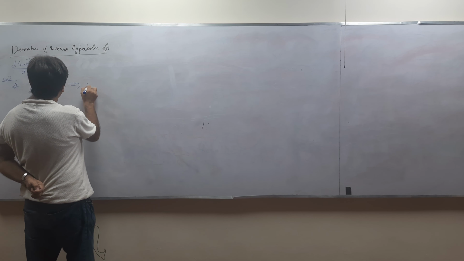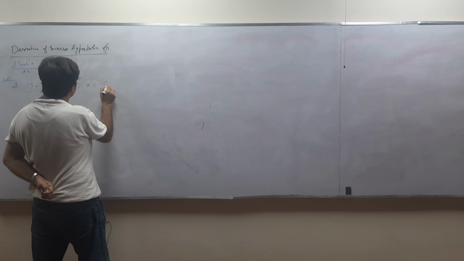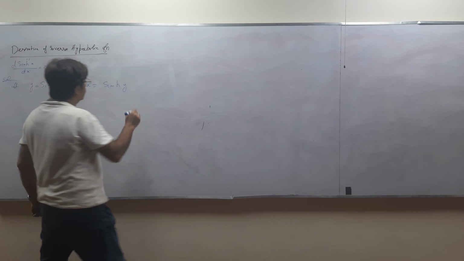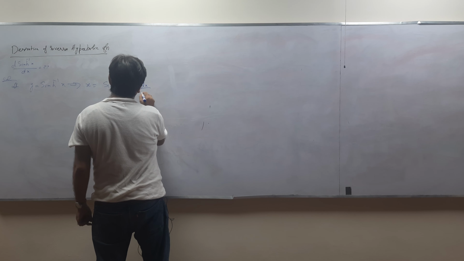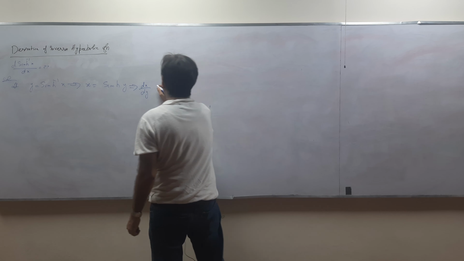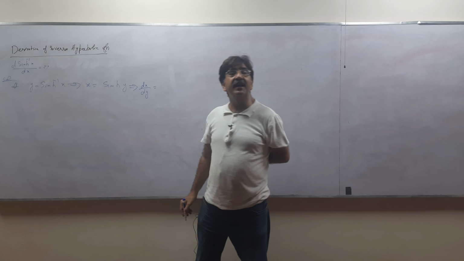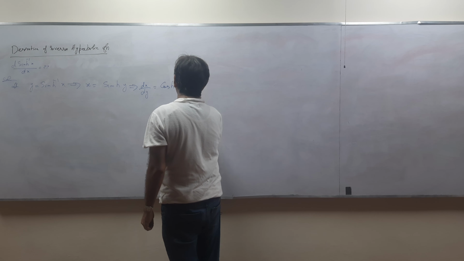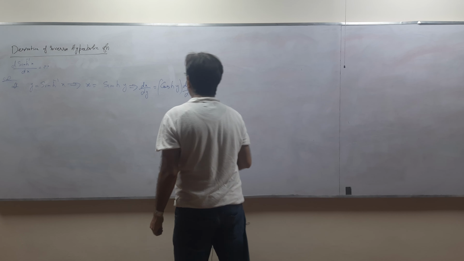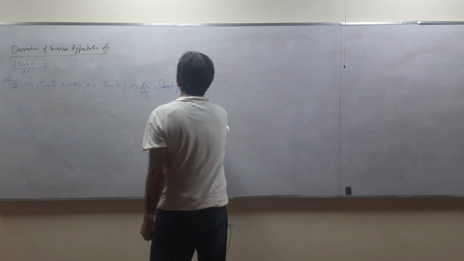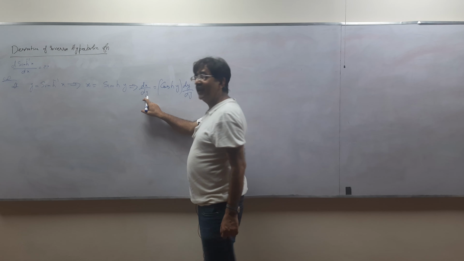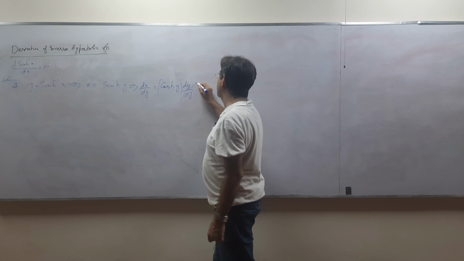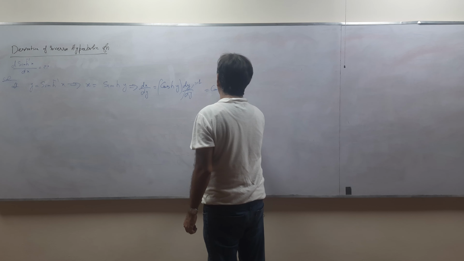This implies that x will be equal to sine hyperbolic y, and this implies that dx over dy will be equal to, what is the derivative of sine hyperbolic? That is cos hyperbolic y, times dy over dy, because we are taking the derivative with respect to y. dy divided by dy is equal to 1. So that will be equal to cos hyperbolic y.